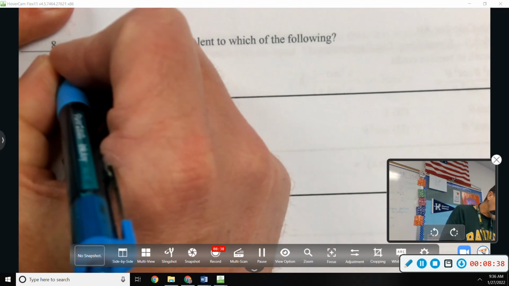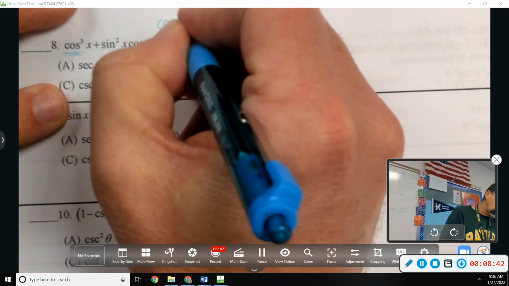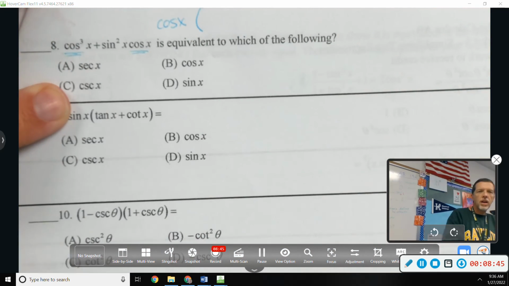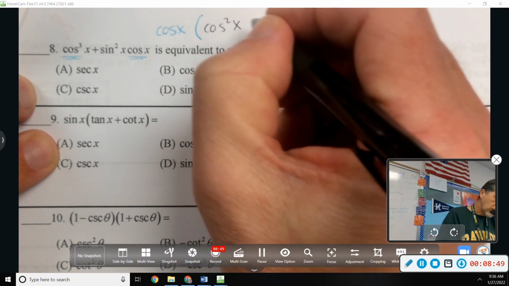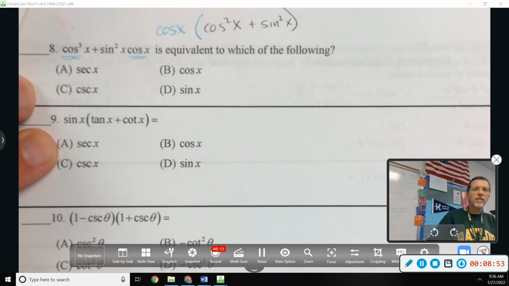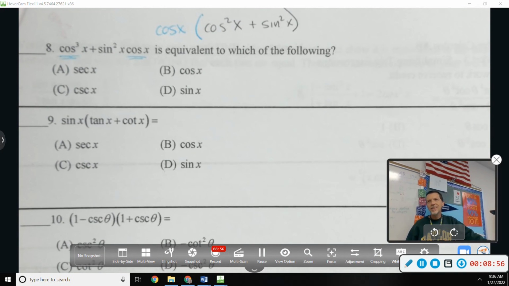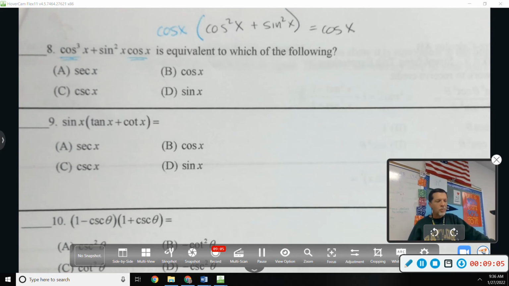Both of those have a cosine in them, so I'm going to factor out that cosine. And that would leave cosine squared plus sine squared. What's cosine squared plus sine squared? 1. And so that's an easy problem if you know what to do, if you could see to factor out a cosine.